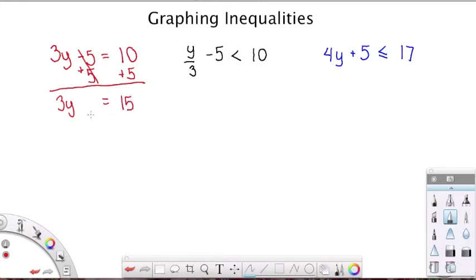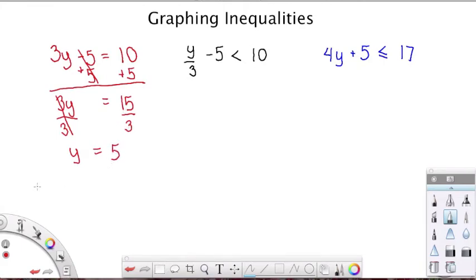Did we isolate the variable? No, but we're getting closer. We're one step away. Now we can ask what's happening to the variable. It's being multiplied by 3. What's the inverse operation of being multiplied by 3? It's being divided by 3. So we divide this by 3. And what we do to one side of the equation, we must also do to the other. So we divide both sides by 3. And finally, we've isolated y. And 15 divided by 3 is 5. So y is equal to 5.